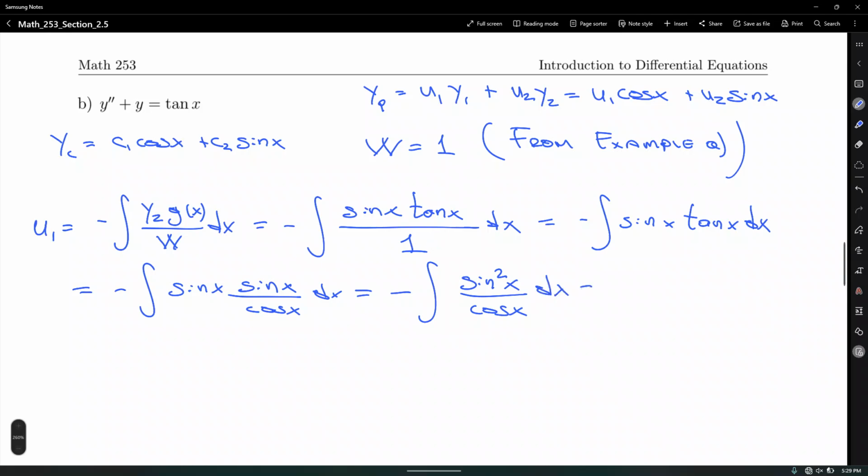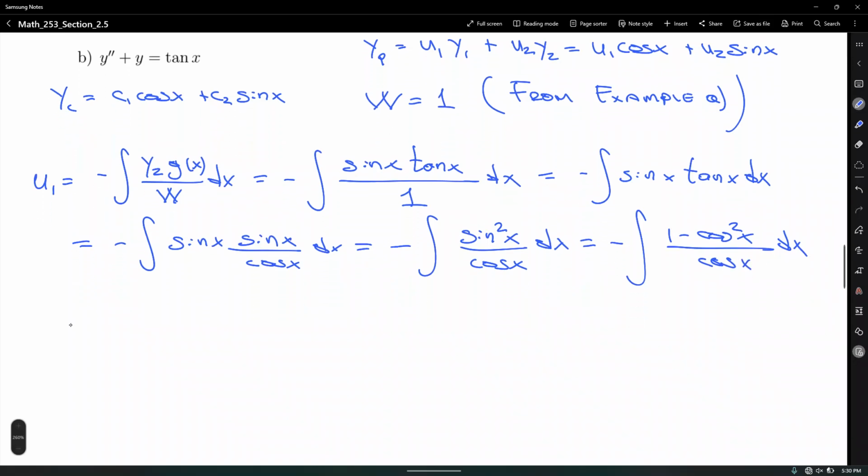Well, how about a party trick here to turn everything in terms of cosines using trig identities? So 1 minus cosine squared over cosine dx. All right. 1 over cosine in the denominator. Oh, this looks like secant. Let me actually separate it. All right. And that's equal to negative integral of secant x. And what's cosine squared over cosine? Is that simply a cosine?